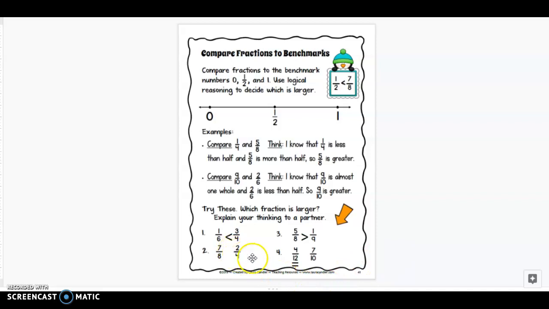Let's look at 7/8 and 2/4. 7/8 is almost the whole. 2/4 is half. 7/8 is greater than 2/4.